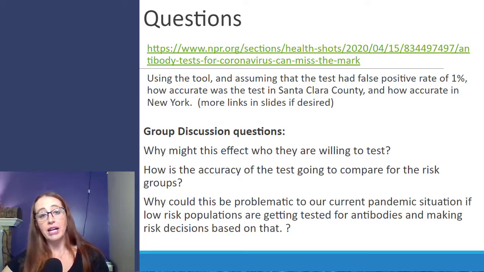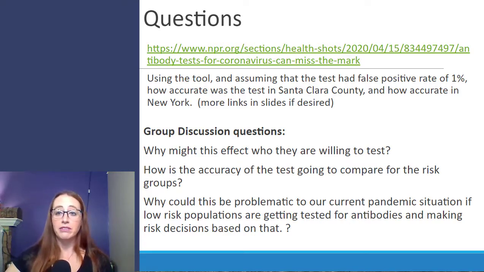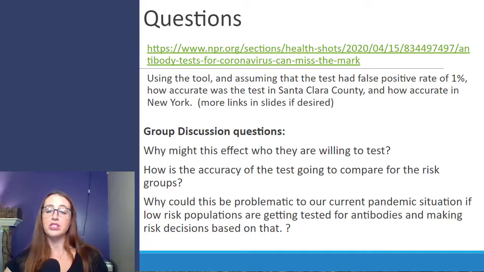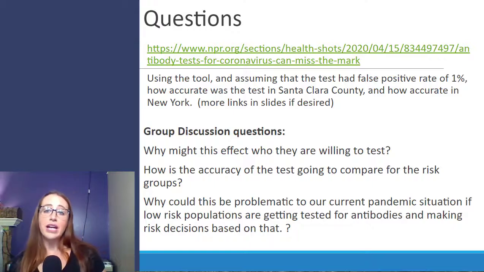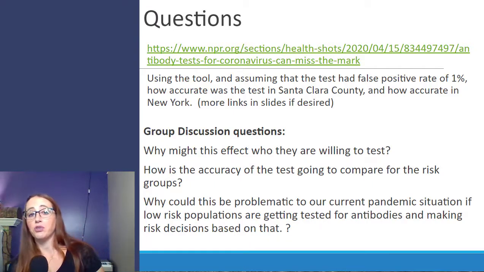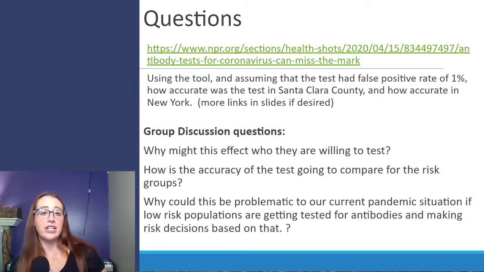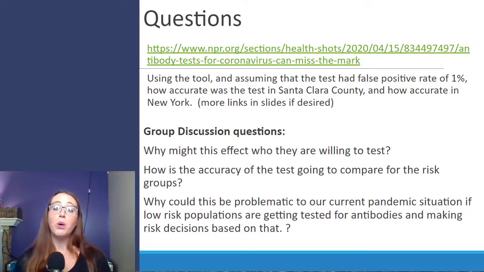Now consider your high-risk groups: people who are in healthcare fields, other essential workers who are not given appropriate PPE, restaurant goers, church goers, bar goers, gym goers. How is the accuracy of the test going to compare in this group to the low-risk groups? You can relate this to our discussion of the 2 groups of people that we talked about in Santa Clara and the Northeast metropolis.